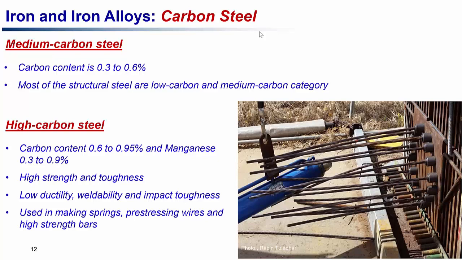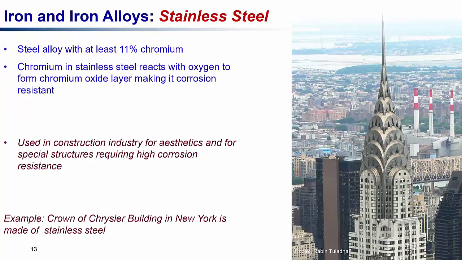High carbon steel is very strong and is used for making springs, high tensile strength pre-stressing wires for pre-stressed concrete, and high strength bars. And steel with 0.96% to 2% carbon is classified as very high carbon steel, and that's extremely strong but is very brittle. Steel containing other elements such as nickel and chromium is called alloy steel and has specific applications.